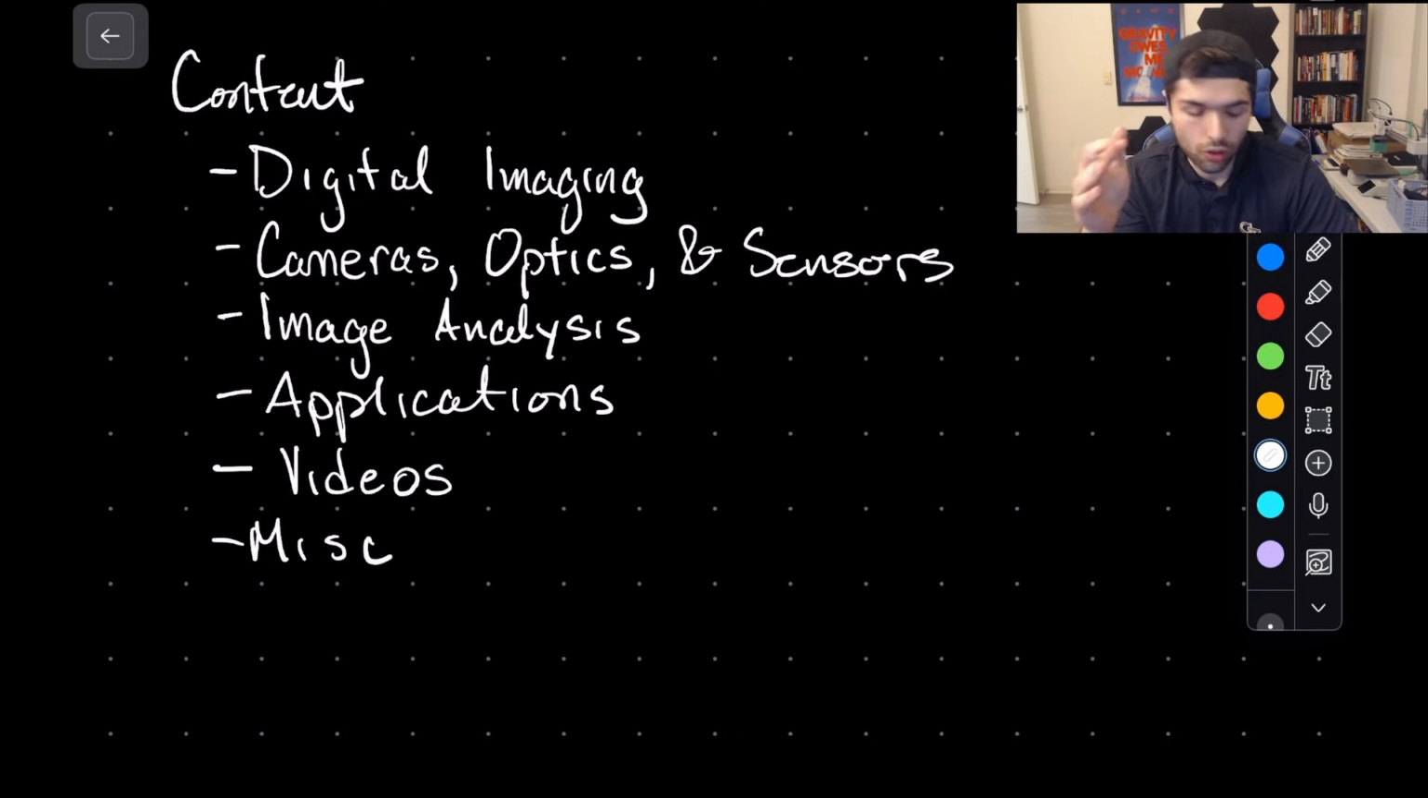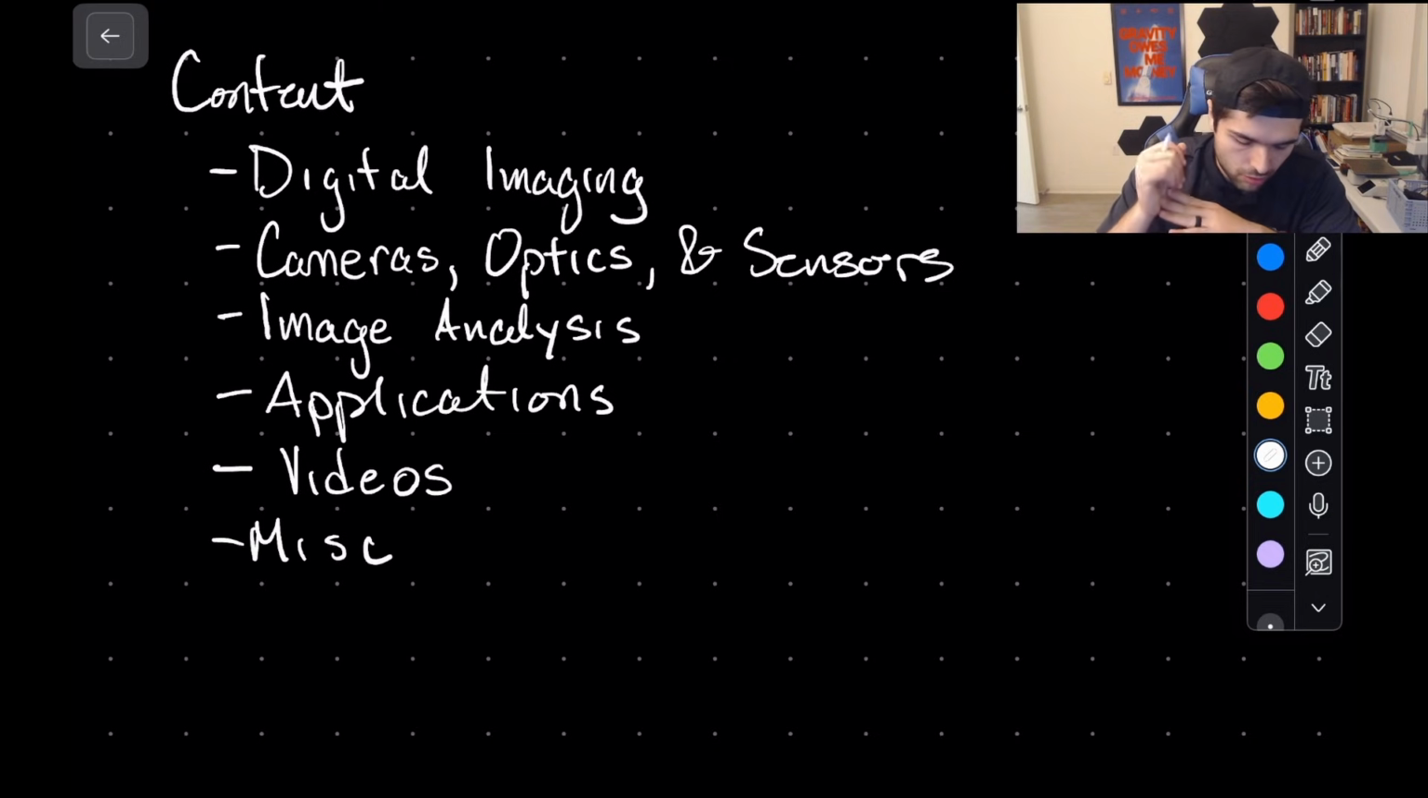Okay, so these are the broad strokes of content discussed and covered in the lectures as part of this class. It starts off with the super basic concepts of digital imaging. After that, it gets into some of the hardware, so cameras, optics, and sensors involved in taking images and shooting videos. After that, it gets into image analysis, applications, and then ends with videos. The miscellaneous section is honestly basically nothing. None of it's required, and all of it was pretty relevant to the assessments.